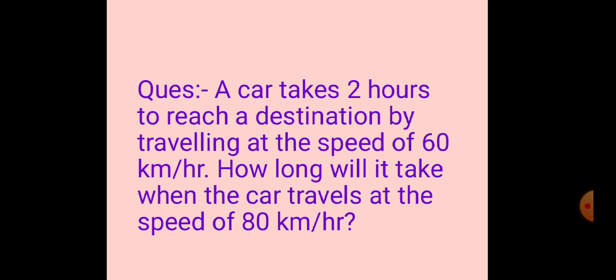Next question. A car takes 2 hours to reach a destination by traveling at the speed of 60 km per hour. So speed in kilometers per hour is 60 and time taken will be 2 hours. How long will it take when the car travels at the speed of 80 km per hour? Now here speed will increase. If we are traveling by a car, we have to reach our destination point. If we increase the speed, the time taken will be less.